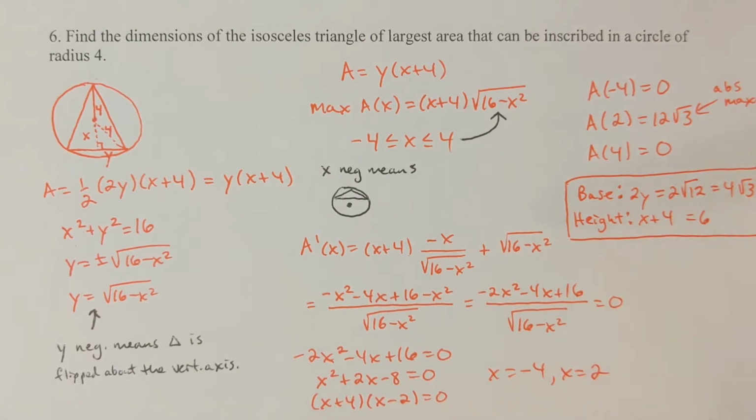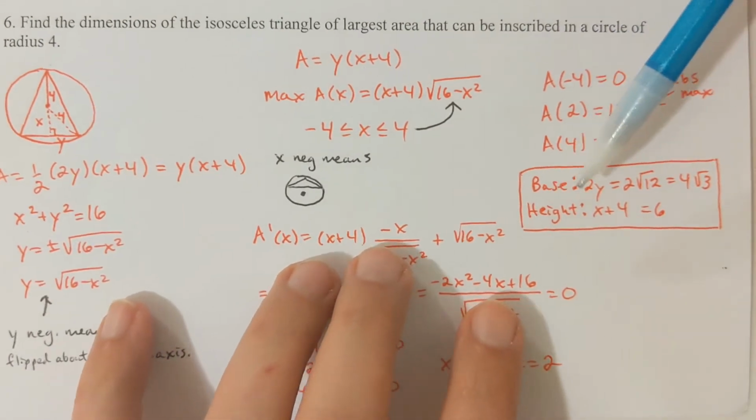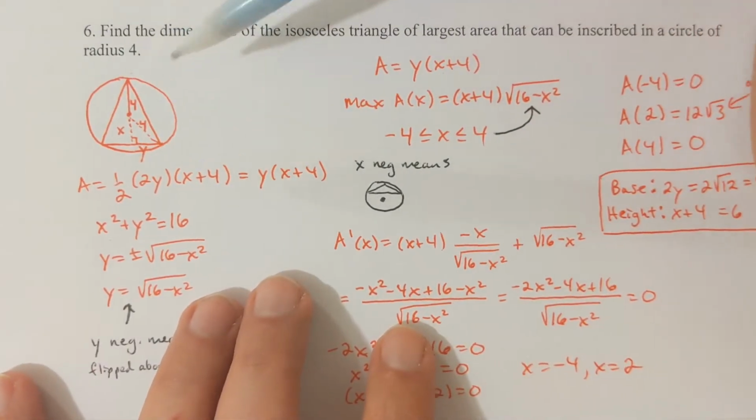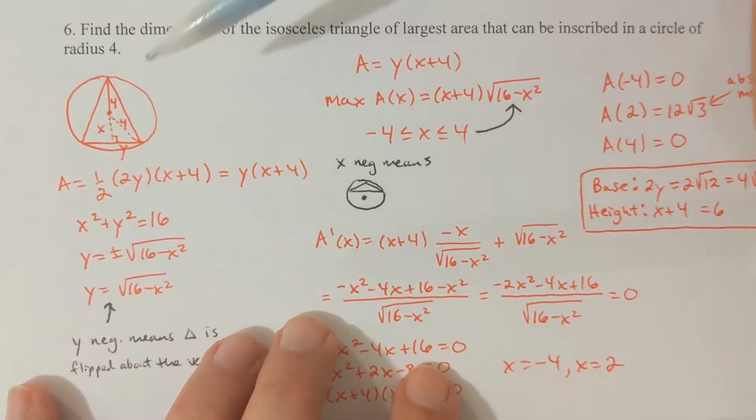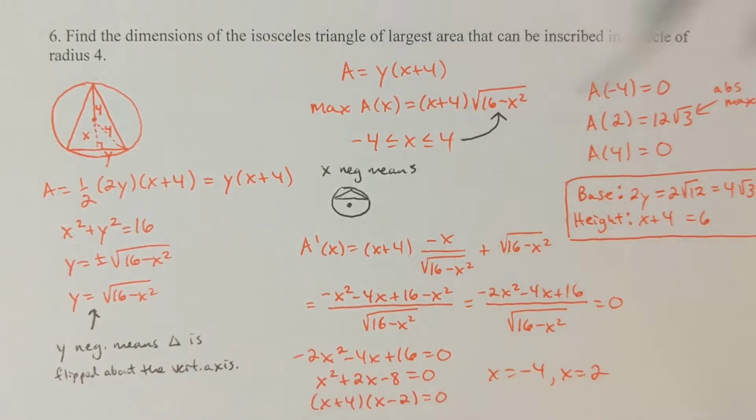Okay, now what are the dimensions of the isosceles triangle of largest area that can be inscribed in a circle of radius 4? More specifically, what is the base and the height in this triangle? Okay, how should the triangle look so that it is as big as it can possibly be?